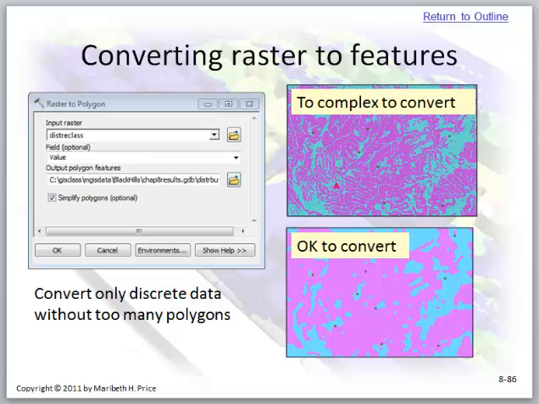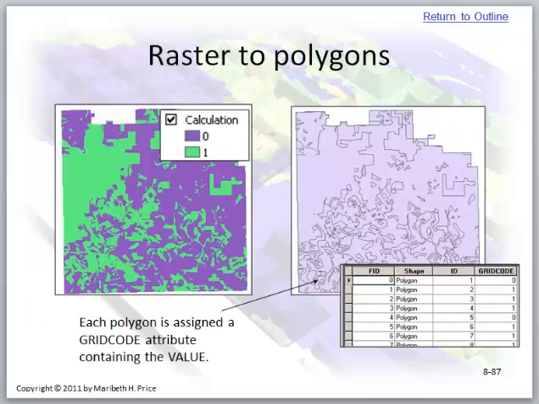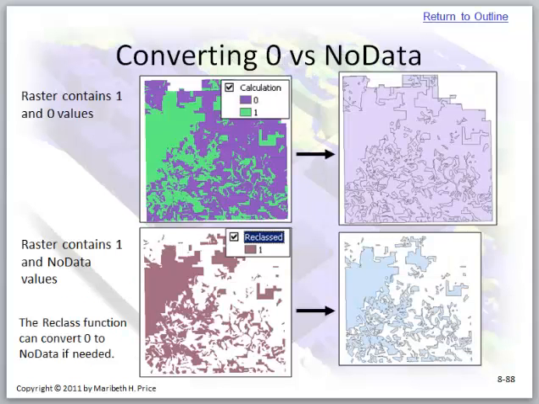For example, land use or land type. Raster to polygon. Each raster is assigned a grid code attribute containing the value. And here we have going from a 0 to a 1. So the grid code would be 0, 1, 1, 1, 0, 1, 1.